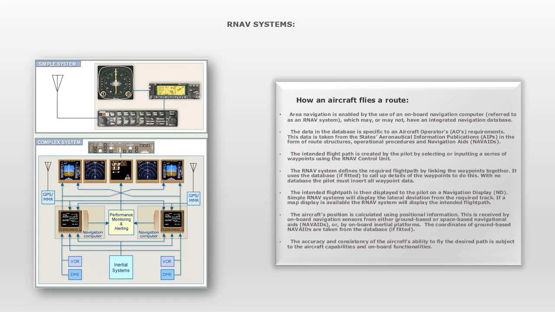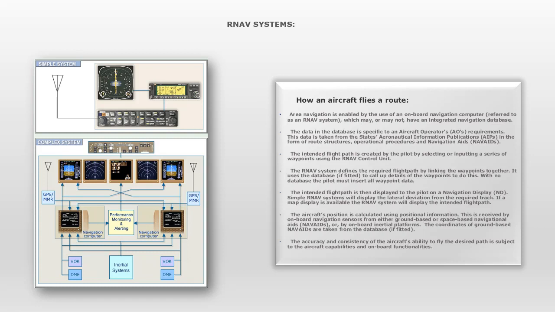The intended flight path is then displayed to the pilot on a navigation display. Simple RNAV systems will display the lateral deviation from the required track. If a map display is available, the RNAV system will display the intended flight path.